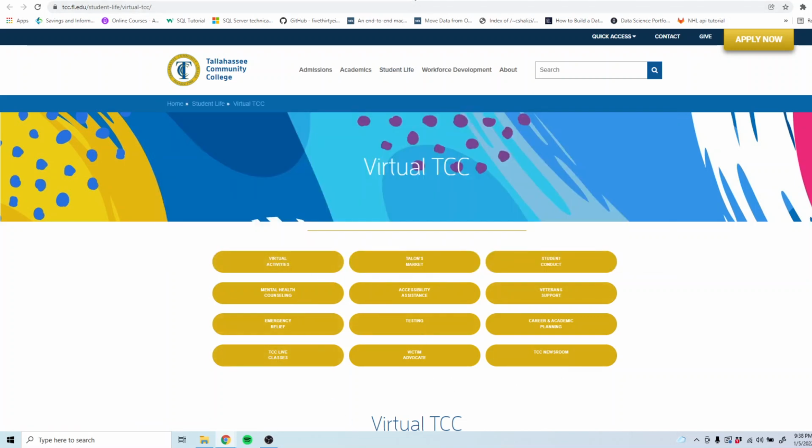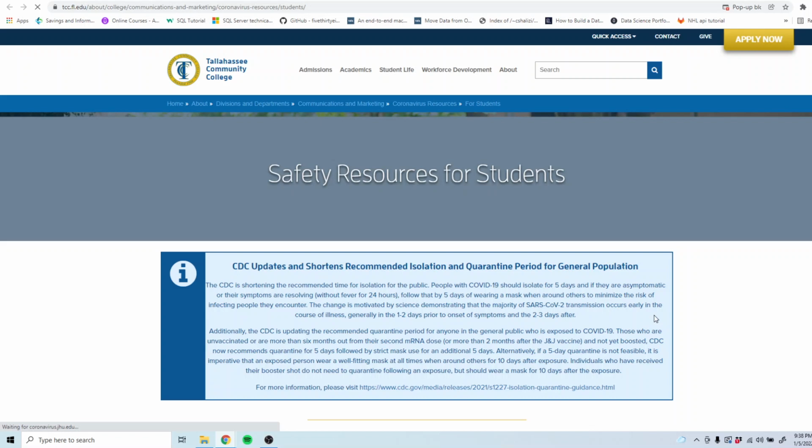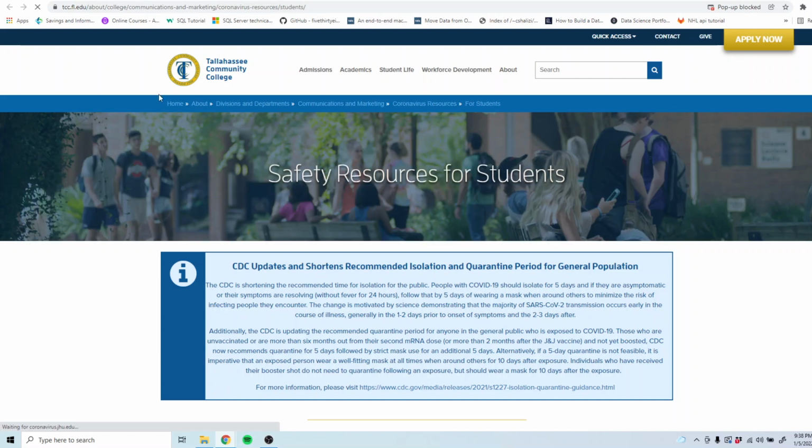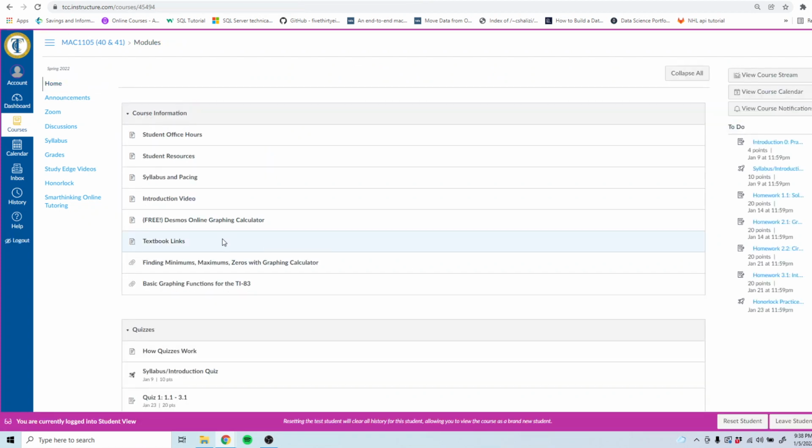Or you can use these to make appointments for things. And then the last thing, this might not even be valid anymore, but it's just general recommendations due to COVID. So it doesn't really affect us because once again, this is an online class, but if you have any in-person classes, it's there for you just as a reminder.